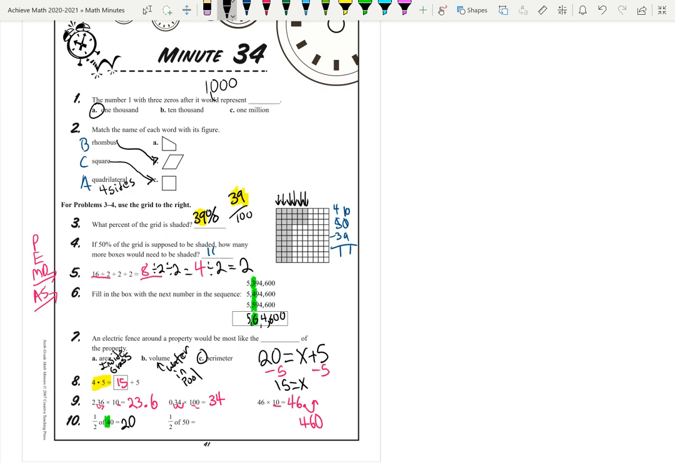This isn't going to be as nice. Sometimes people can think of it as quarters. You might know the answer already. You can also think of it as 50 is 40 plus 10, because 40 plus 10 is 50. What's half of 40? 20. What's half of 10? 5, making 25.